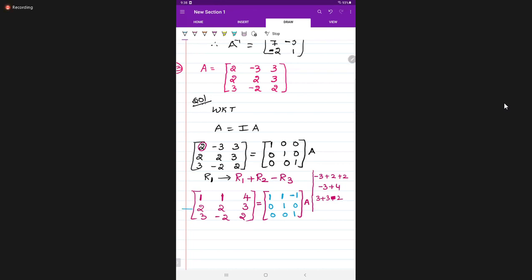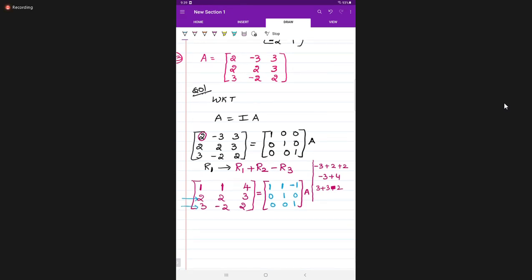Listen. Second row, second element is 2. Third row, first element is 3. With the help of the first row, make it as 0. The upper element is 1, so you can multiply by any number and get 0. For example, to make 2 into 0 we multiply with 2. That is R2 implies R2 minus 2R1. R3 implies R3 minus 3R1. Then you can get 0.